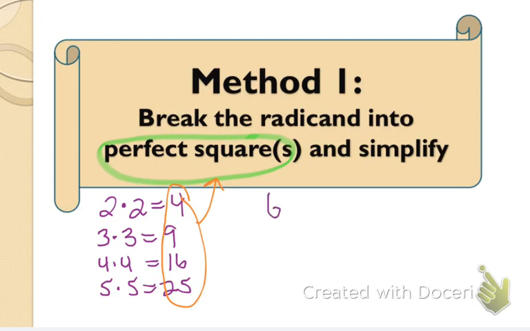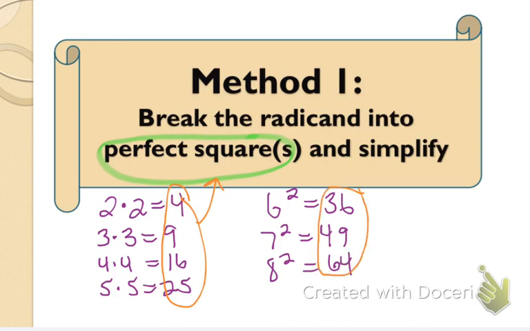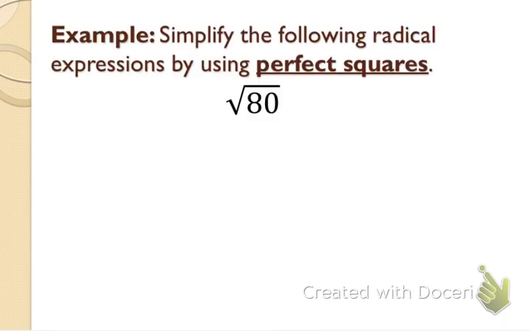You might have seen them as 6 squared, as 6 times 6, 7 squared, 7 times 7, 8 squared, 8 times 8. Okay, perfect squares, these numbers. So I'm going to use this to simplify our radicals, starting with square root of 80. Simplify the following radical expression by using perfect squares. So I'm going to list the perfect squares here once again.